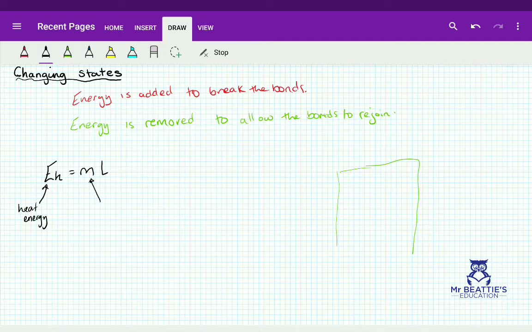m is still mass, okay? And the important point I want to make here is mass is measured in kilograms, not grams. If you get given one in grams, you have to change it to kilograms, okay? And this L is our latent heat of vaporization or fusion, okay? So it's our latent heat.